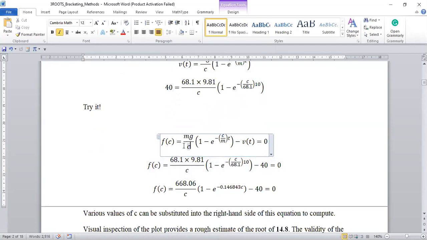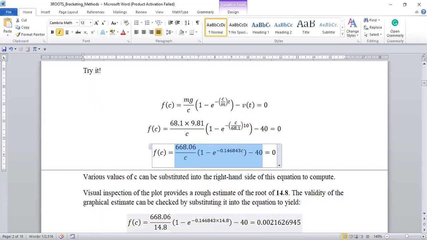Now, we've already reduced the question to finding the roots. Then we put in the values we are given. When we multiply this by this and do this arithmetic here, we arrive at this equation. Now, we want to find the value of C at which f of C, the whole of this, is equal to 0. The first method we are going to consider is the graphical method.